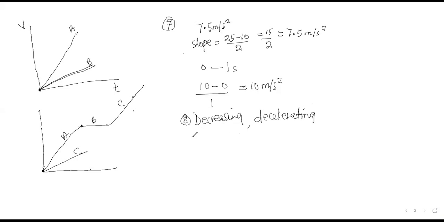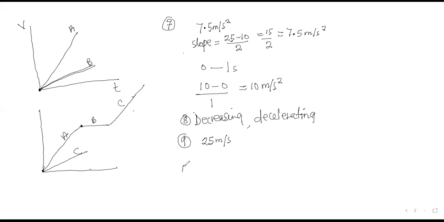9. What is the maximum speed reached by the object during the 10 seconds of travel? Okay, the time in question is from 0 to 10. So during the whole 10 seconds of travel, what is the object's maximum speed? It is clearly 25 meters per second. So the maximum speed reached by the object during the 10 seconds of its travel is 25 meters per second.